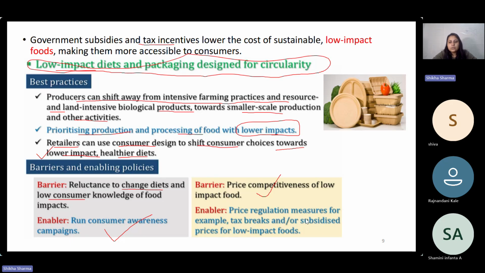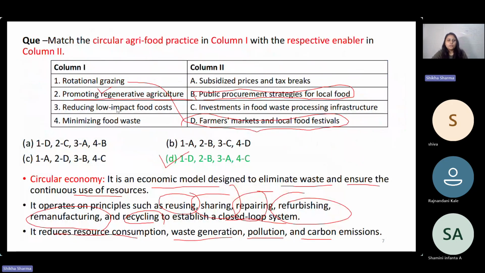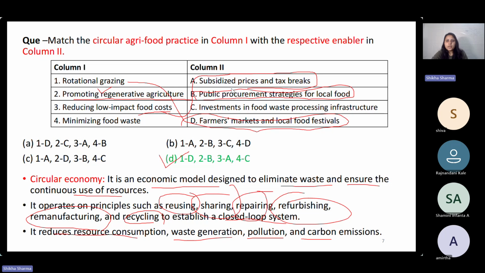So price regulation measures should be made; the government should promote tax breaks or subsidized prices for this low impact food, so that it can be promoted. The government subsidies and tax incentives will lower the cost of sustainable and low impact foods, making them more accessible to the consumer. So if the tax is low on those foods, or if the cost is low, or if there is a subsidy on that, it will be easier to promote these types of foods. So reducing low impact food cost is related to subsidized price and tax breaks.